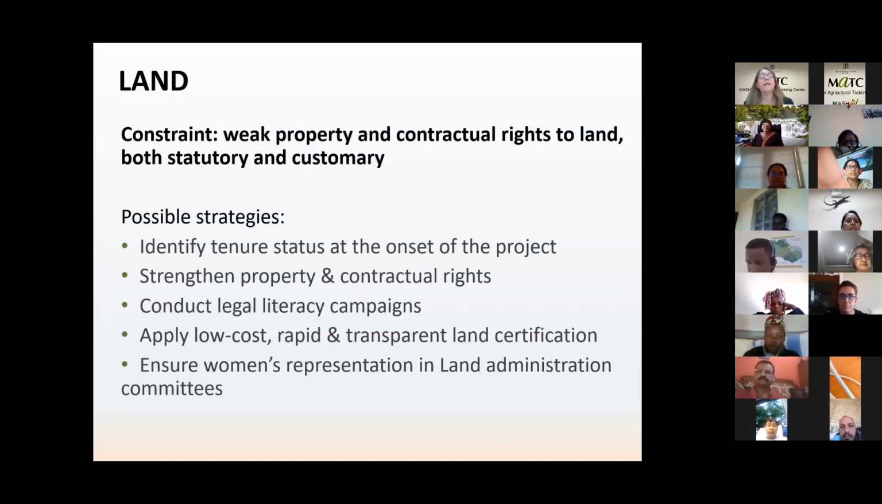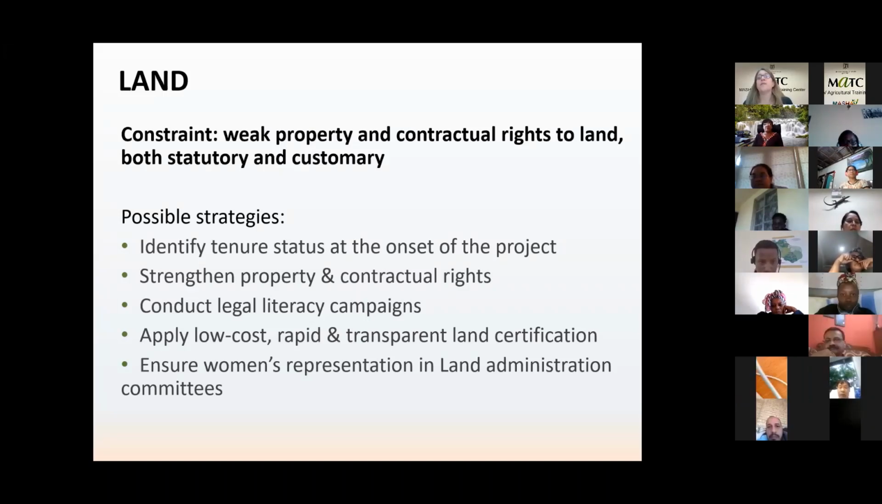And so at the beginning, it's very important to identify the tenure status at the onset of the project. If possible, you need to strengthen property and contractual rights, even if it is just the rights to work a certain plot of land, and to conduct legal literacy campaigns. Also, like in Ethiopia, which is a good example, you can apply low-cost, rapid, and transparent land certification, which is adapted to rural populations. And most of all, it's very important to ensure that women are represented in the land administration committees.